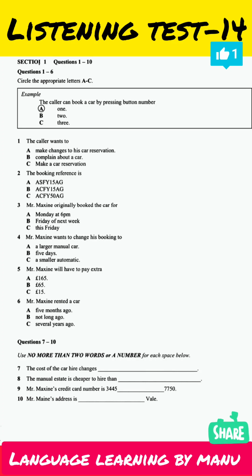The caller can book a car by pressing button number 1. So A is the correct answer.